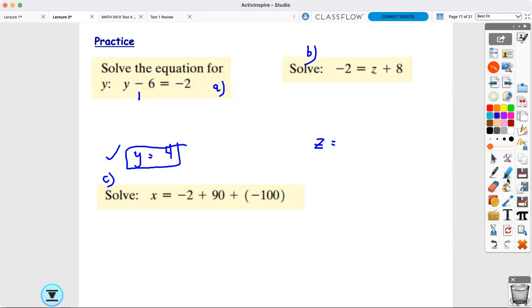Remember, what's the objective? The objective is to get what by itself, sir? The Y. So what's next to the Y that we should move over? The 6. It shouldn't be the 6, it should be a plus what? Okay, +6. Because that's the opposite of -6.